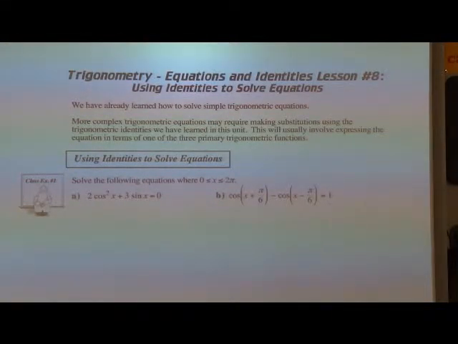Using identities to solve equations. So previously in this chapter, we solved simple trig equations. We also did some factoring to solve some trig equations. What we're going to do in this section is use identities to solve trig equations, because if I can't factor, then maybe there's a substitution that I can put instead.